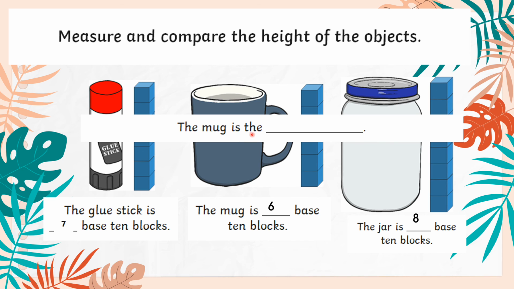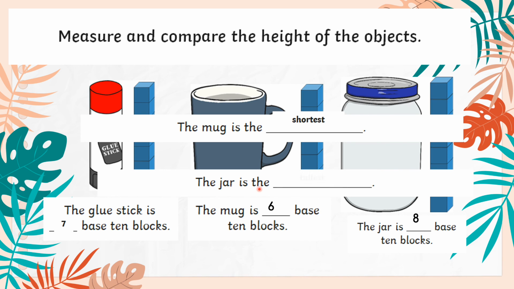Now the mug is the shortest because the mug has the smallest number of base 10 blocks, whereas the jar is the tallest because the jar has the most base 10 blocks, or the highest number of base 10 blocks, which is 8. So we say the mug is the shortest, and we use for the jar the word tallest because the jar is the tallest.